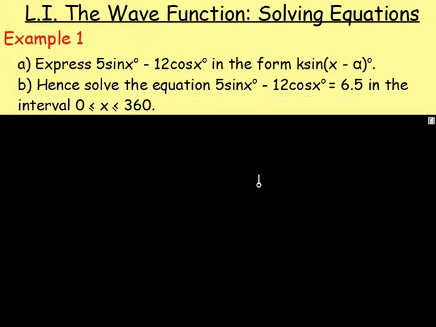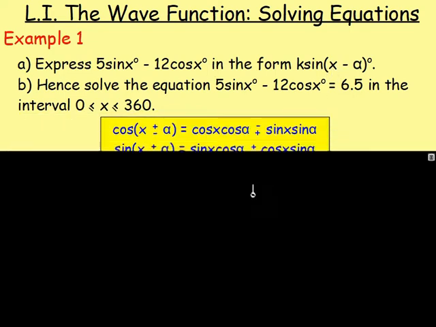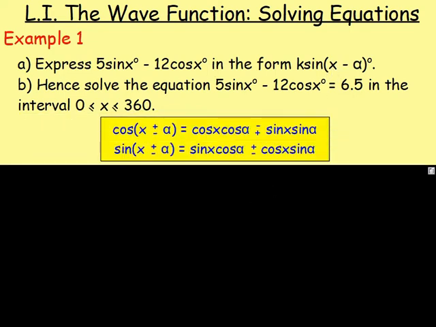So A, express 5 sine x minus 12 cos x in the form k sine x minus alpha. B, hence solve the equation where that equals 6.5 in the interval with x between 0 and 360. For each of these then, it is a wave function question. We're doing the exact same thing that we have done in the other lessons. All we want to do is write this in this form, first of all. So you know you're using your addition formula.